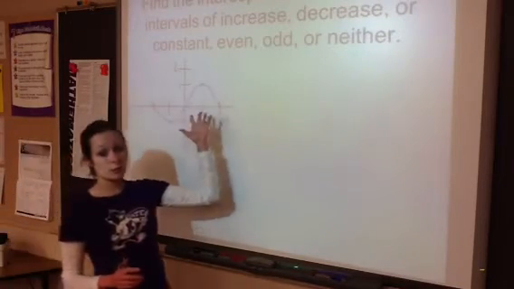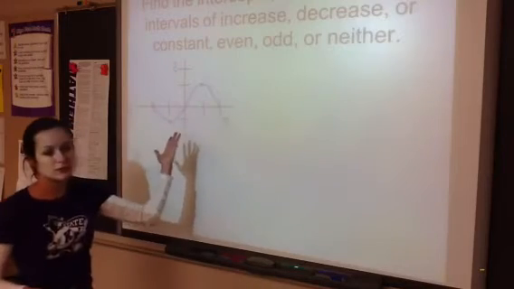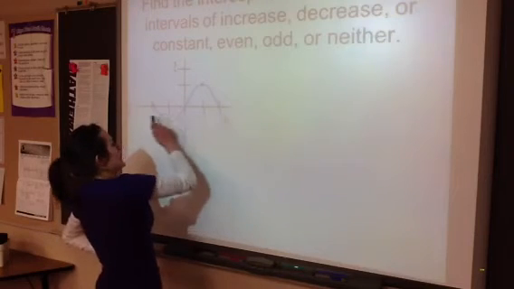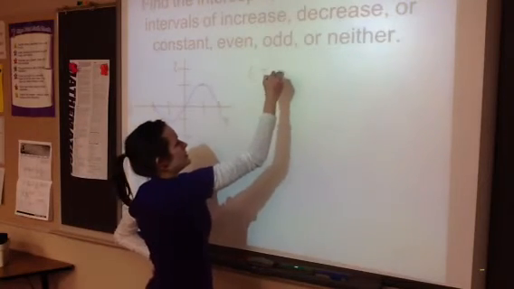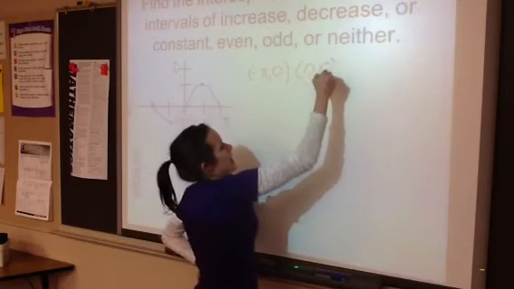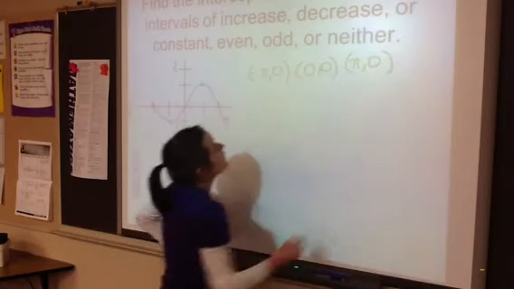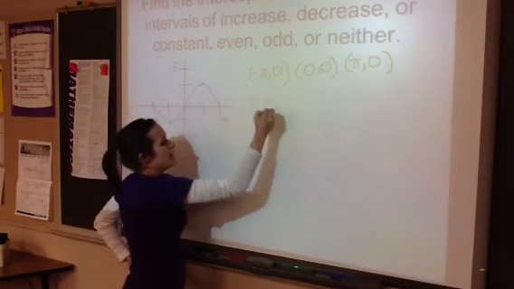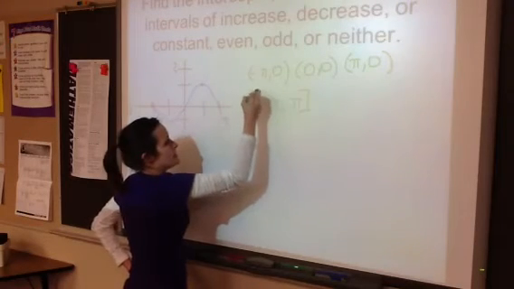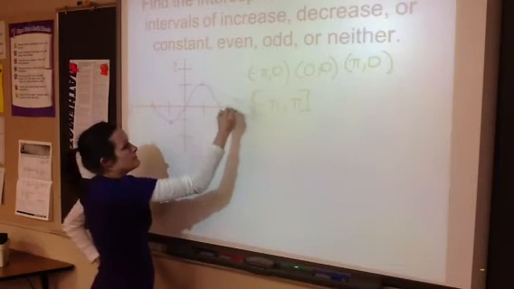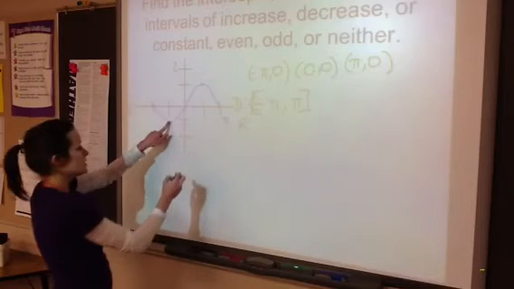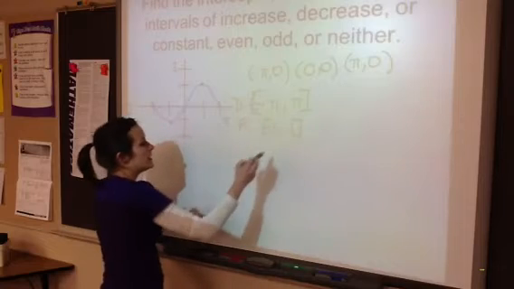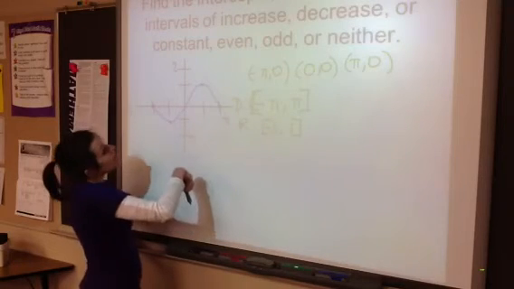So see if you can do this one on your own. Same stuff, different graph. Pause it, start it. So that's pi, that's negative pi. So we got negative pi 0, 0, 0, and pi 0. We have a domain of negative pi to pi, and those should be brackets because those are closed. That's our domain. Our range, our lowest spot is at -1, and our highest spot is at +1. And those are dots, so it's closed.